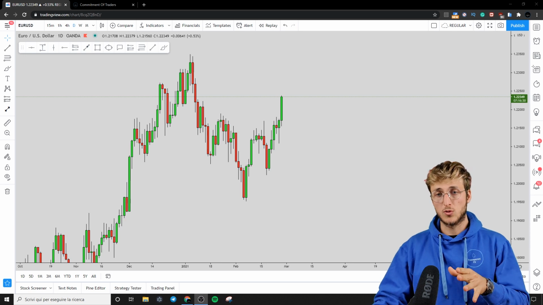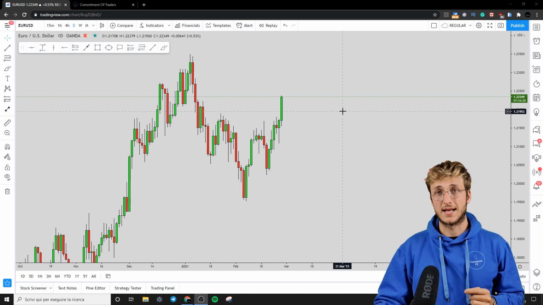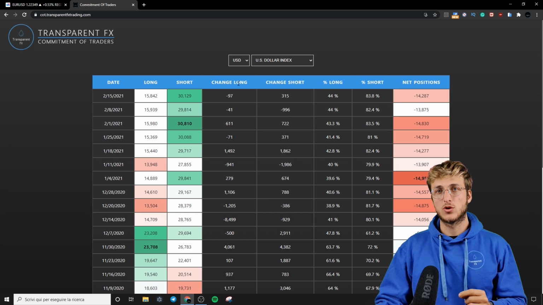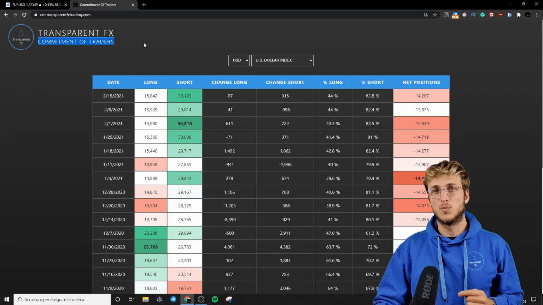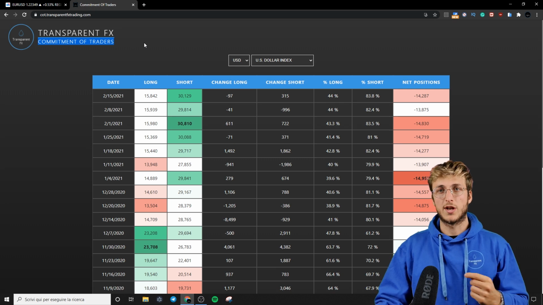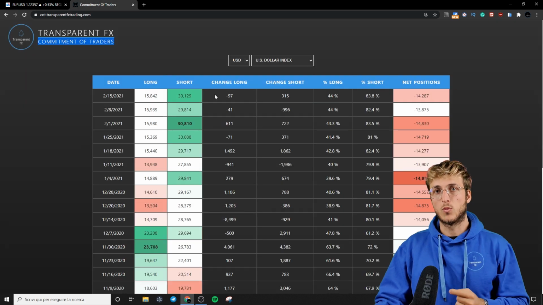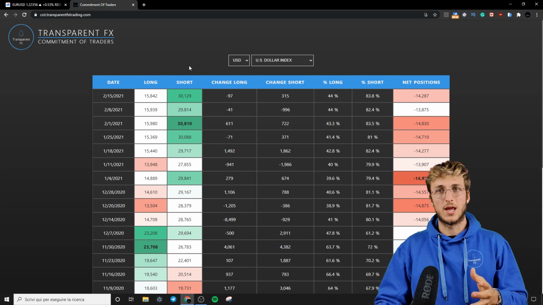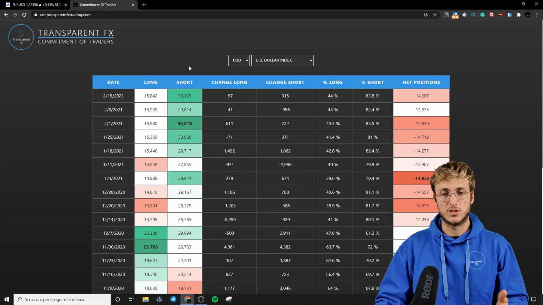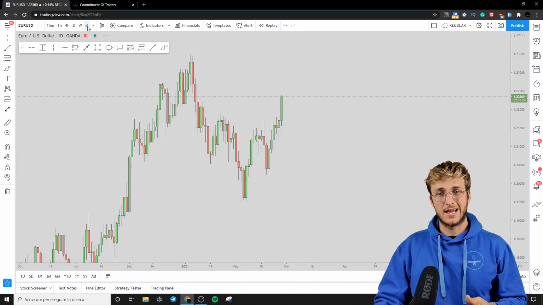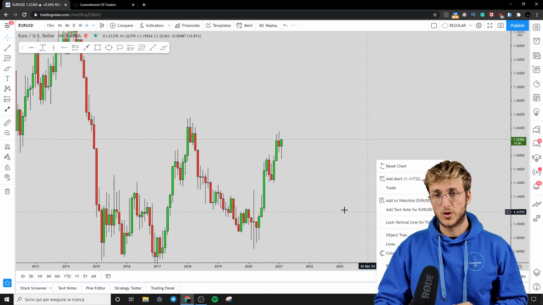Now, as usual, I will first be covering the technical aspect of this market. We will then go and see what we have from an order flow perspective by checking the commitment of traders, which is what hedge funds are currently doing in the market. By using the combination of our technical analysis and our order flow analysis, we will be able to understand where we can be looking for the highest probability opportunities on EURUSD. So starting here from the technical aspect of the pair, what do we have?